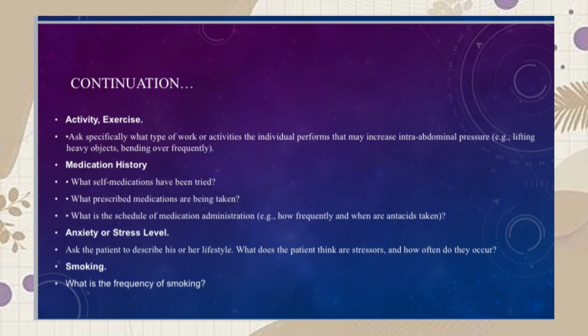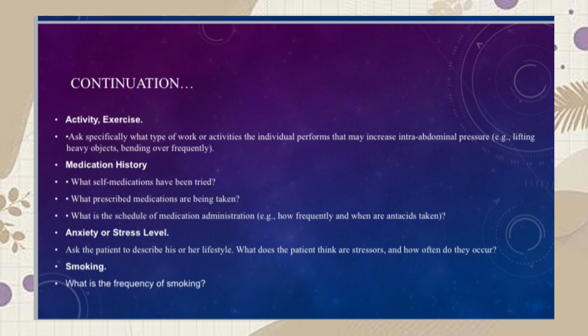Activity, exercise. Ask specifically what type of work or activities the individual performs that may increase intra-abdominal pressure. Example, lifting heavy objects, bending over frequently. Medication history. What self-medications have been tried? What prescribed medications are being taken? What is the schedule of medication administration? Example, how frequently and when are antacids taken?